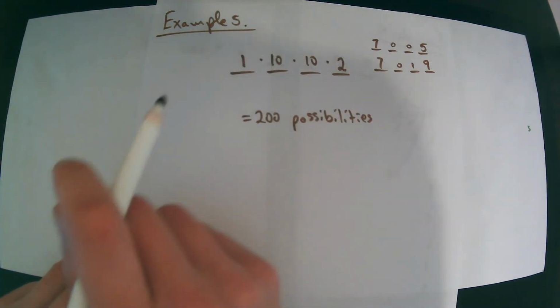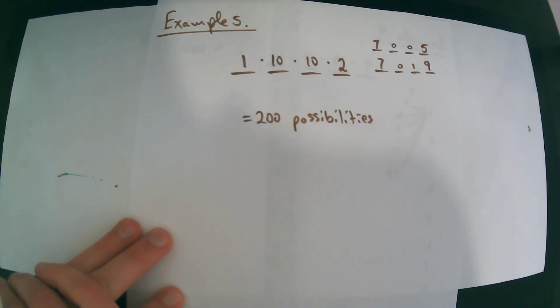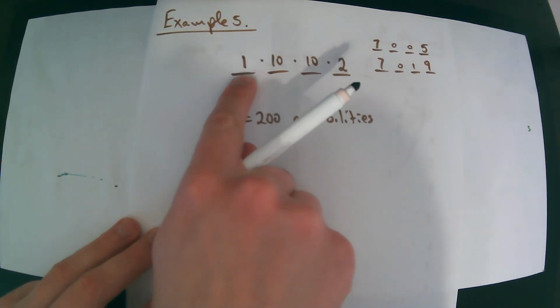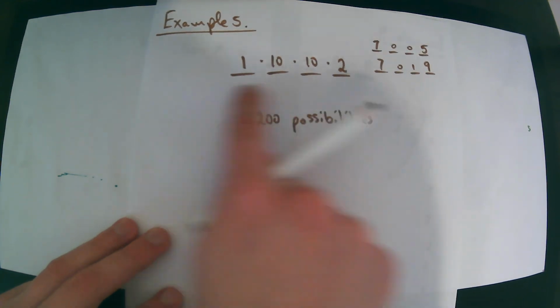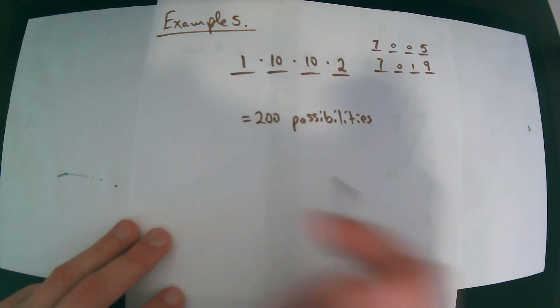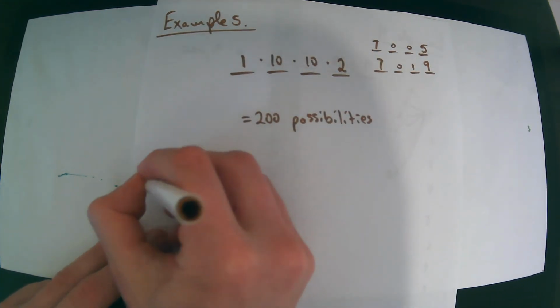It's important to make note of that, because if you were to write a 7 here, you would end up accidentally multiplying by 7, possibly, and that would completely throw off your answer.